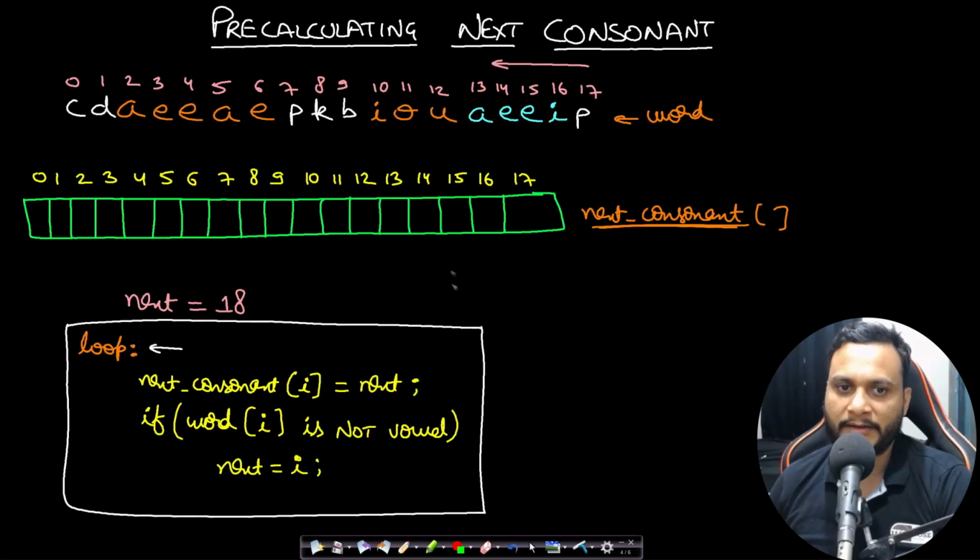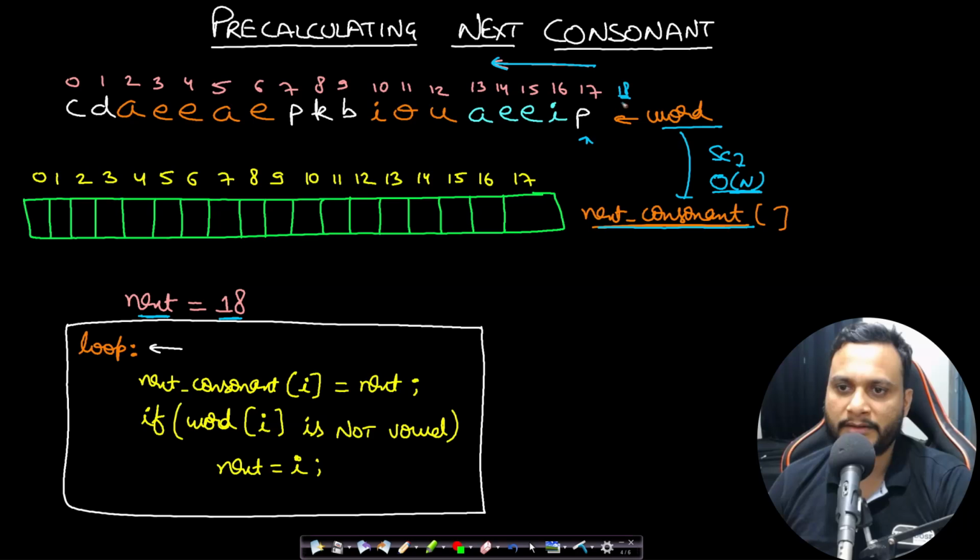Now I will show you the dry run, but before doing that, if you have to always find the next consonant, then you might have to iterate. So just to avoid iteration, I will be trying to pre-calculate all the next consonants. How to do that? Given the word, in this case, I will be taking an array nextConsonant of the size of the word. Okay, so this will have a space complexity of order of n, right? And what I'll do is I'll assume the next consonant is at 18. Okay, and I will be iterating from right to left.